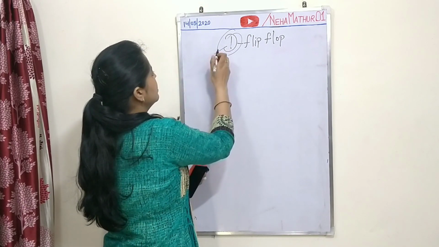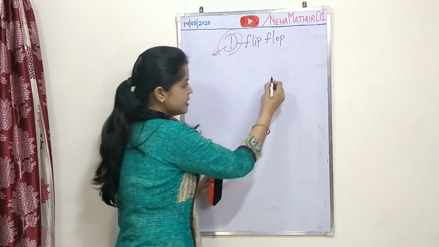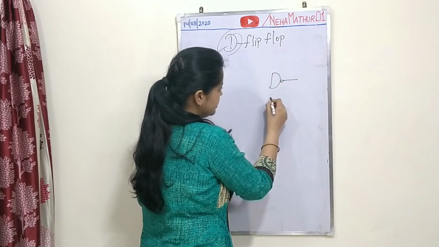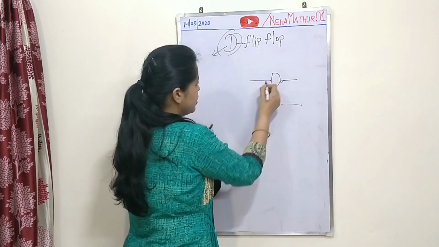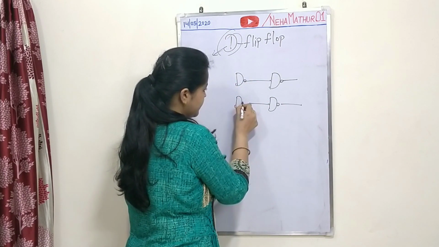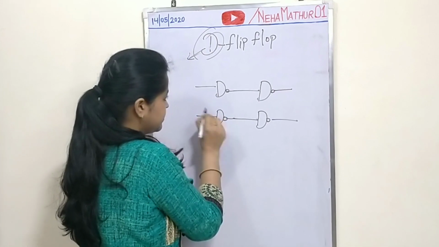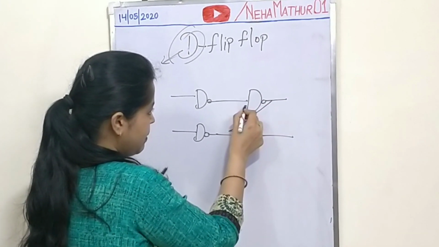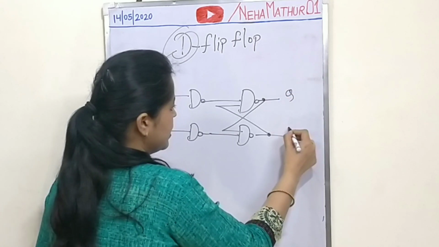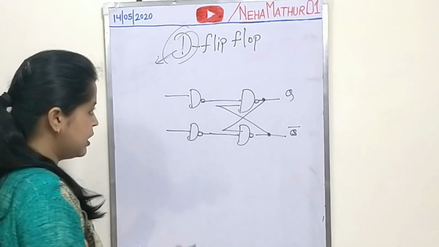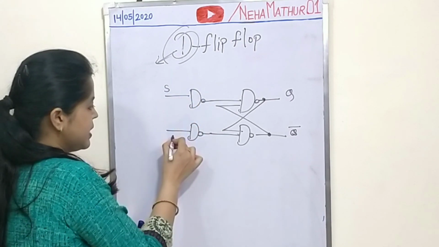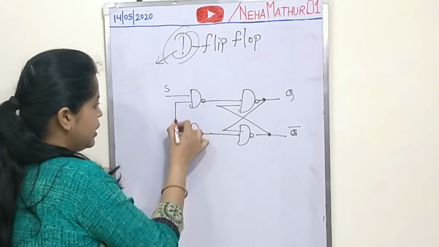Now I am going to design the circuit of D flip-flop. Since it is just an SR flip-flop, we will have to take 4 NAND gates. Two back NAND gates are in cross coupling structure with 2 outputs Q and Q bar, and two front NAND gates with 2 inputs S and R and a common clock.